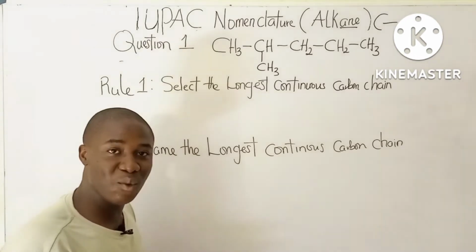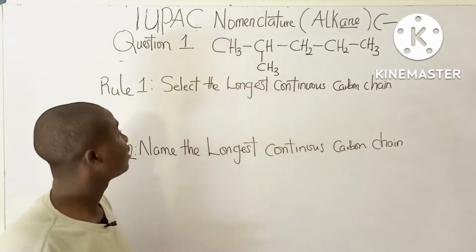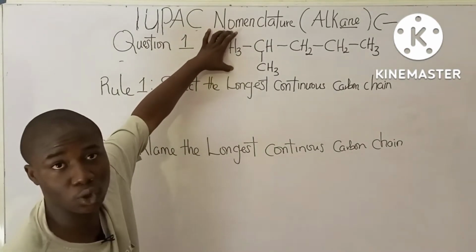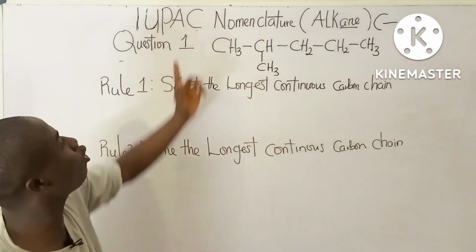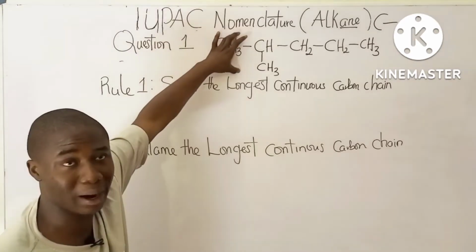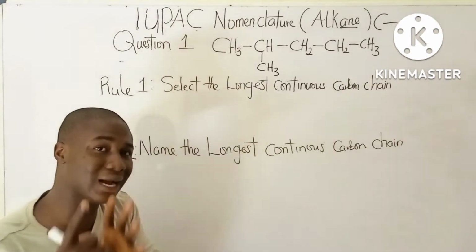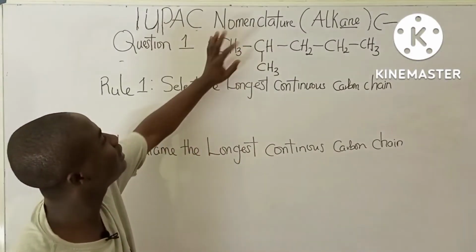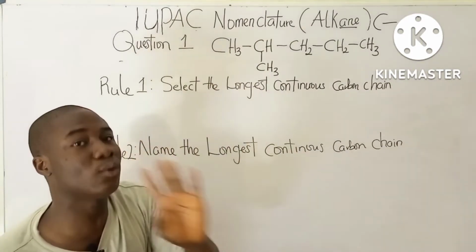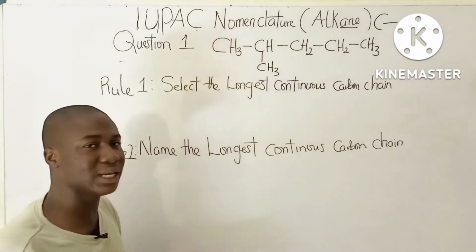Now, let's quickly move over to the first question. You can see this first question written on the board. So the question is, what is the IUPAC name of this compound? It is very easy. First of all, this compound is an alkane.